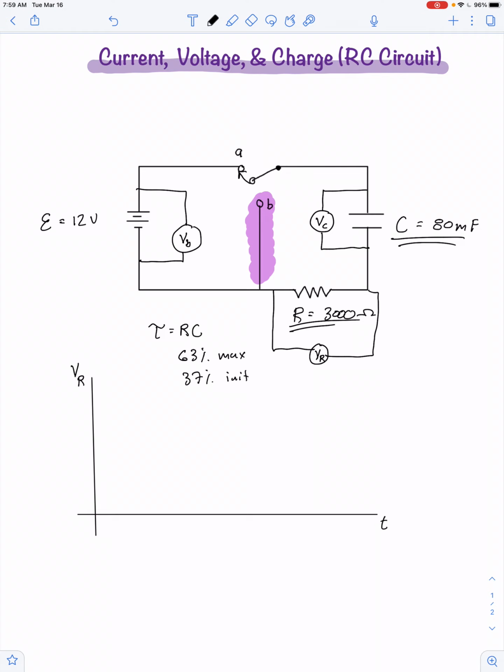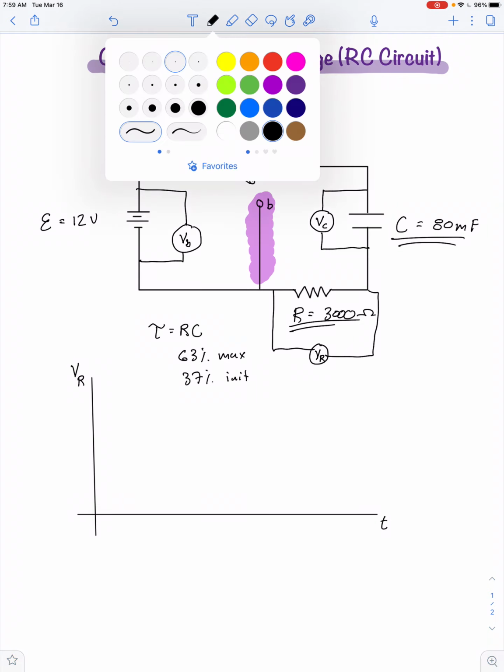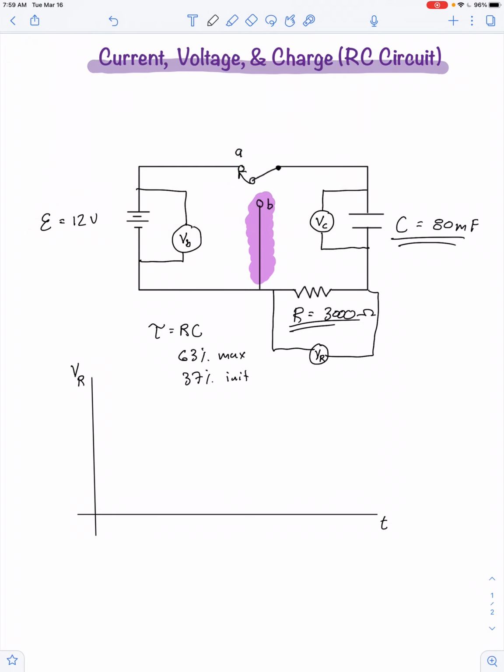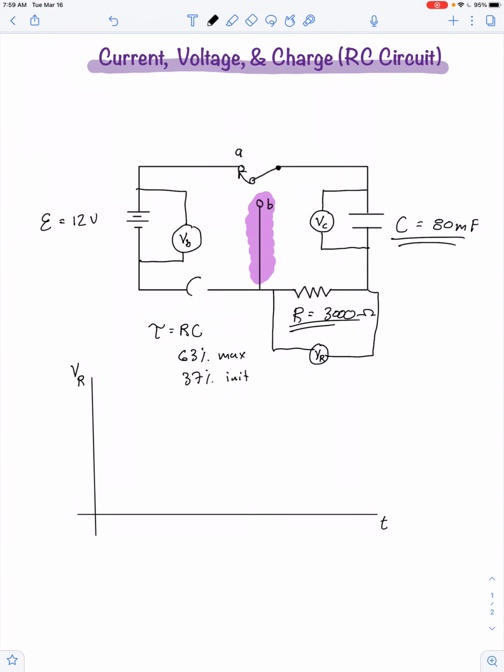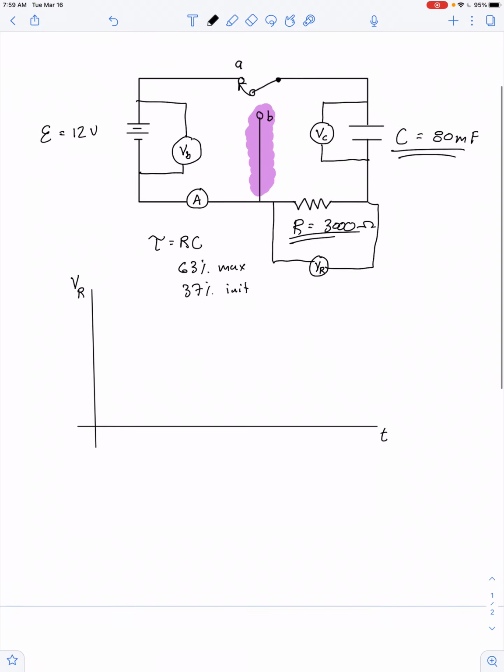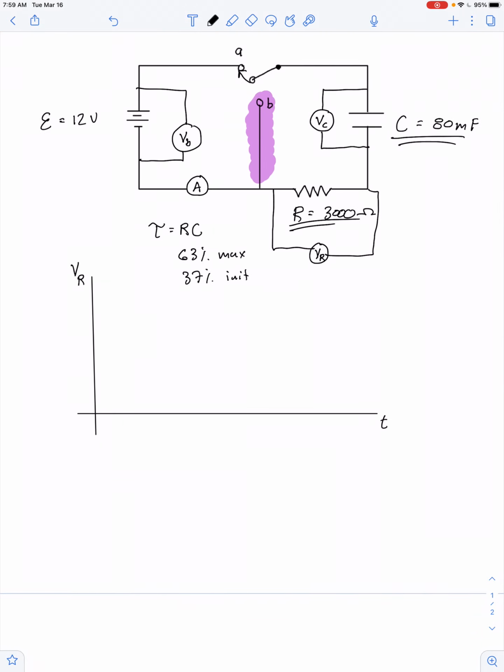So also, let's imagine we have an ammeter in this circuit as well. So we would have to break the circuit open at some point. I don't know, we might as well choose right here as the spot to break the circuit open, just as long as we put this anywhere along the loop, but that point's as good as any. So there's our ammeter. So maybe we make a graph of the current versus time as well. But anyway, let's start with the voltage across the resistor.